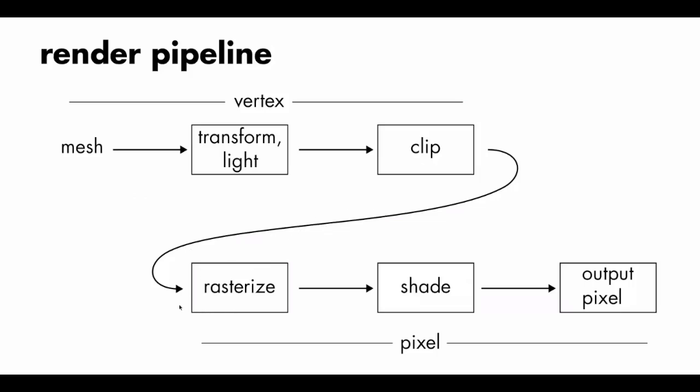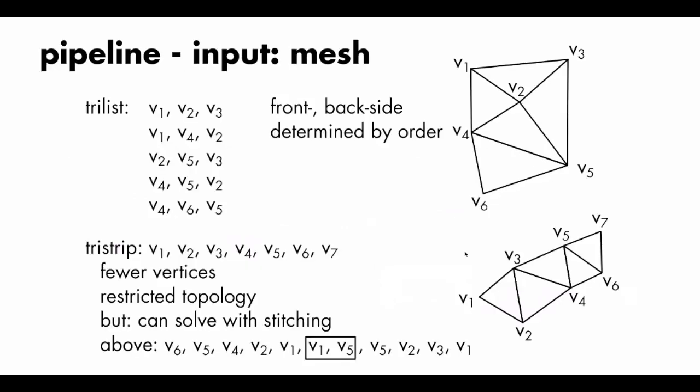Then we rasterize it, so we figure out which pixels are actually contained by this triangle. And we shade it, which means we calculate a color for each pixel, and then we write that pixel to the frame buffer so it can be displayed. Now we just go through these different stages briefly. As an input, we have a mesh, which is a bunch of triangles, normally triangles, and could be lines as well, but let's say triangles. One way to specify them is just as a list. So 3 vertices make a triangle, and this little mesh on the right here might be this list of vertices.